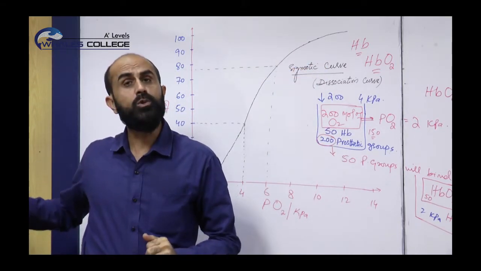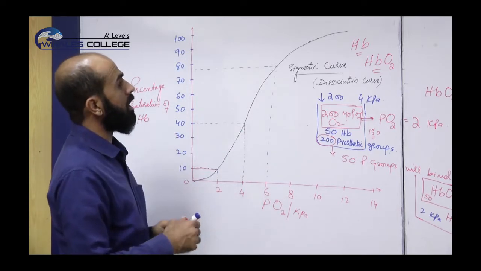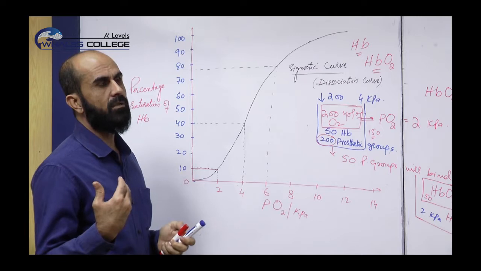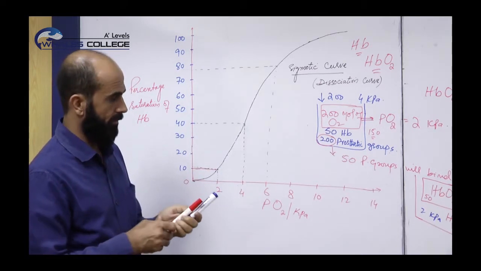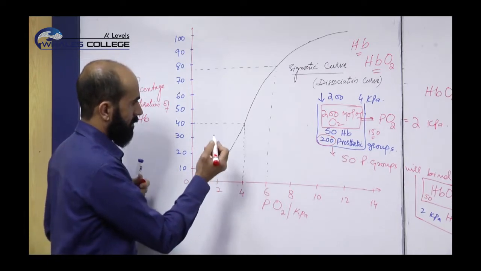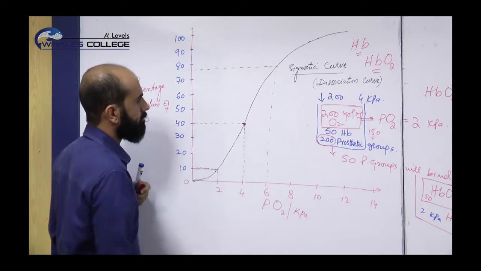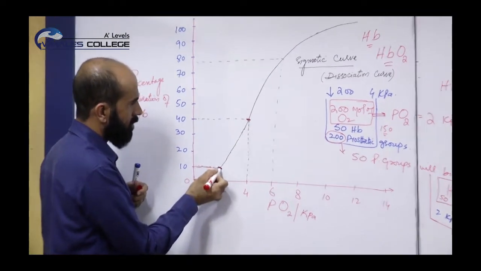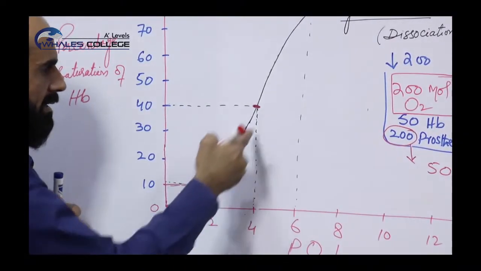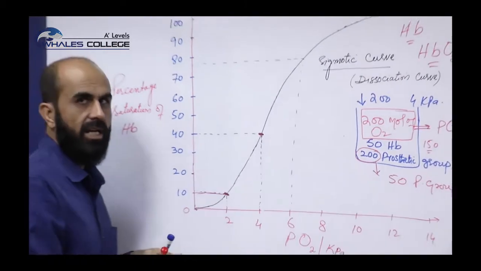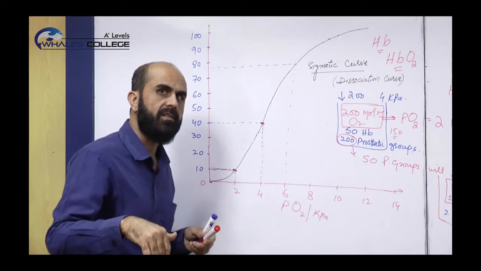If somebody asks you what will be the effect of increasing the concentration of carbon dioxide on this dissociation curve? So look, I'm just going to compare these two sites. One is this one here, 2. If somebody asks you, in these two sites, which one is the active muscle and which one is the resting muscle?